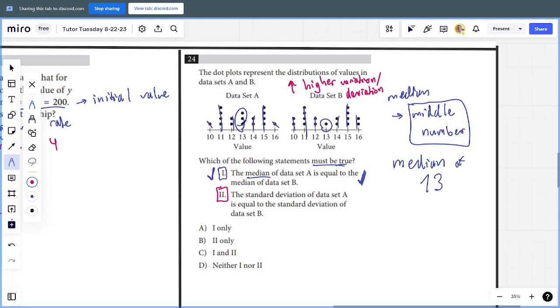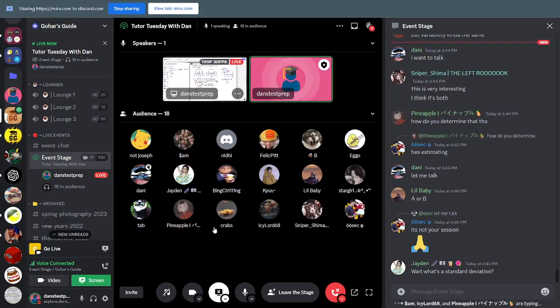because you can see dataset A has more points located right at the mean, versus dataset B has a few points that are located further outside of the mean, which would mean that the standard deviation, or on average the data, is further out. So definitely, unless the shapes are the same, the standard deviation is not going to be equal. And that makes it answer choice A, or one only.